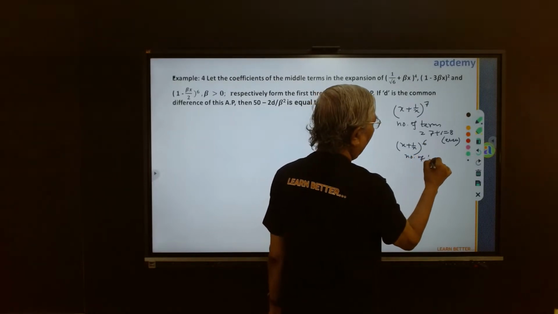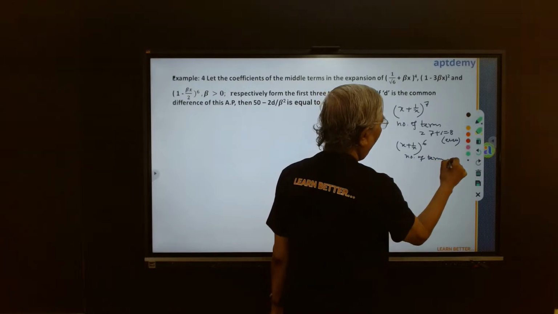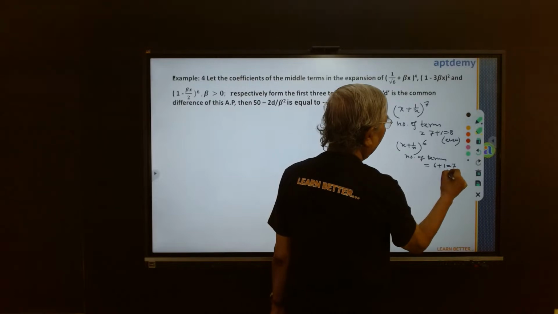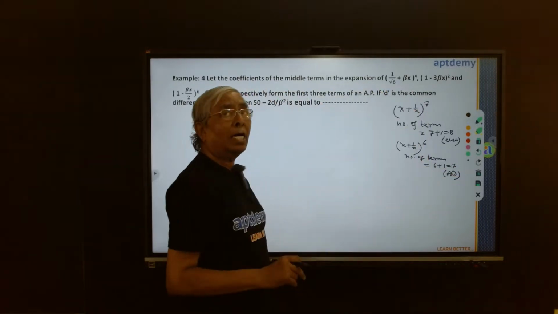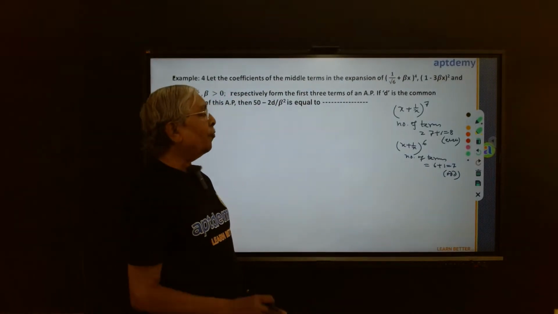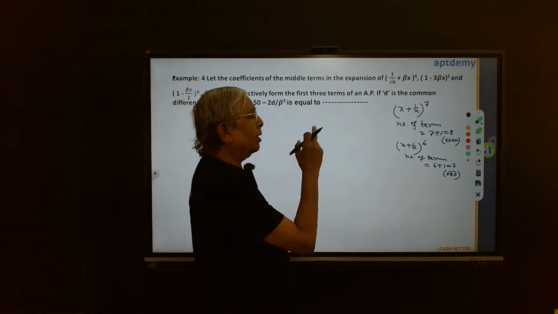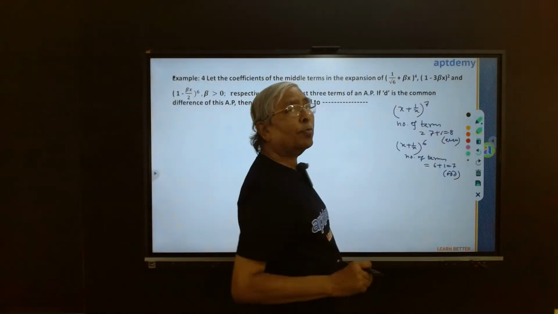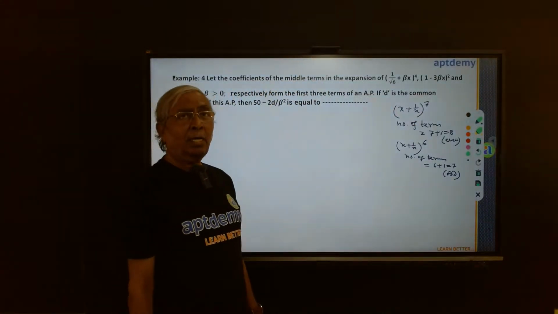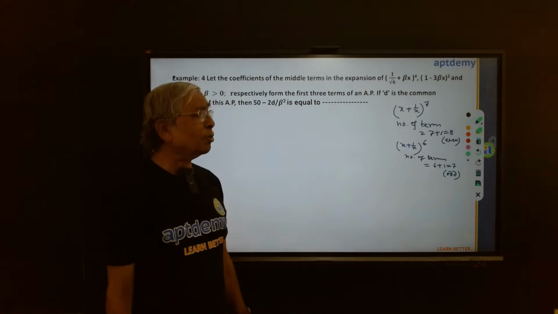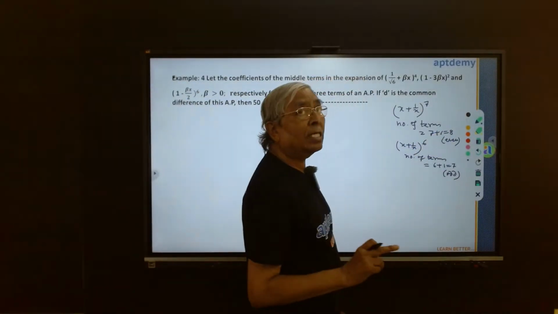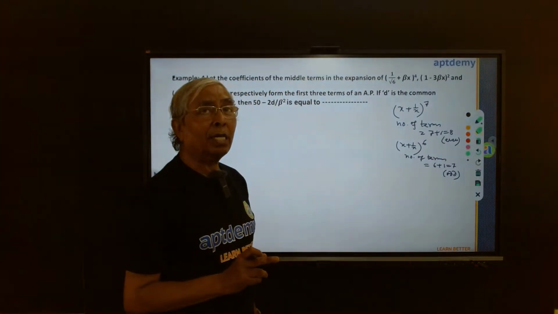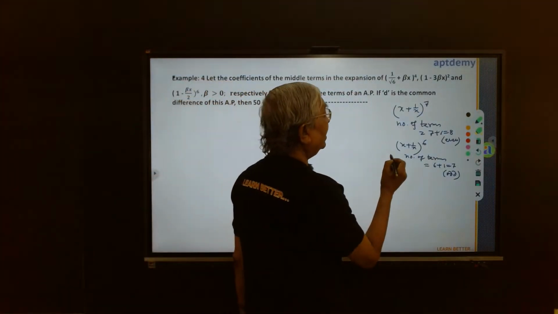Number of terms equals 6 plus 1 equals 7. This is our odd. Why have I taken these two examples? To find the middle term. Suppose we have the expansion (x plus 1 upon x) to the power 7. First we find the number of terms of this expansion. Number of terms is 8, which is even. So in case of an even number of terms, we have two middle terms.